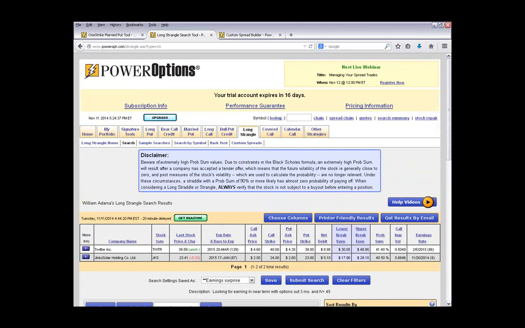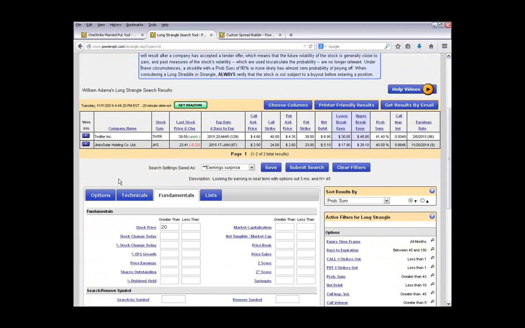Before we started, we talked about how using the Power Options tool, you can do what he just described: create a list, input it into Chaikin, and then overlay Chaikin on that list of stocks to find the best candidate or two. And that's correct. And you can also do the reverse.